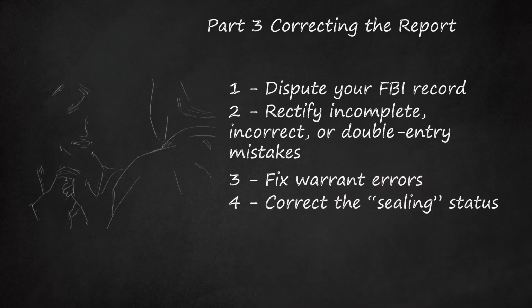4. Correct the sealing status. To determine why your case isn't listed as sealed, try the following approach. Visit the clerk's office of the court where your case was heard. Tell the clerk that you want to know whether the court has your case listed as sealed.